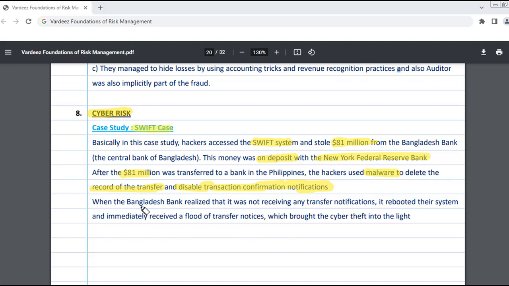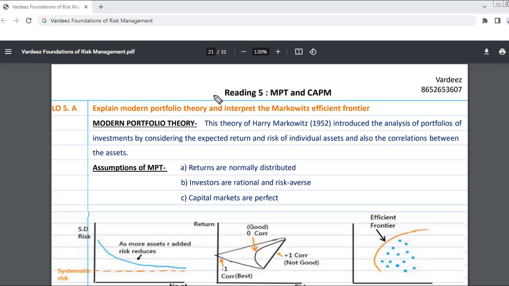When the Bangladesh bank realized that they were not receiving any transfer notifications, and when they rebooted, restarted their system, they immediately received transfer notices, and this made them realize that cyber theft was the case behind the $81 million which the hackers had managed to steal. So this was the final case study, and we are done with the 9th chapter, learning from financial disasters. Now moving on to reading number 5, that is modern portfolio theory and the capital asset pricing model.